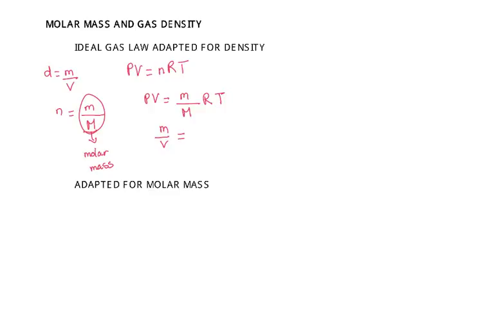Since volume is moving to the other side, it's going to be in the denominator. And then that's going to be equal to P, and you're going to move everything else to the other side with the P. So the molar mass would go to the numerator, and R and T would go to the denominator. And so m over V is equal to P times capital M over RT. m over V is basically your density, so I can substitute d for m over V. So d is going to be P times the molar mass over RT. So I can use the ideal gas law to solve for the density of a gas.